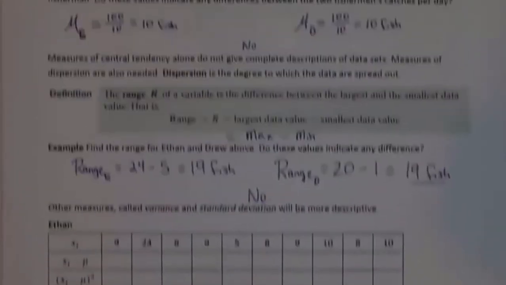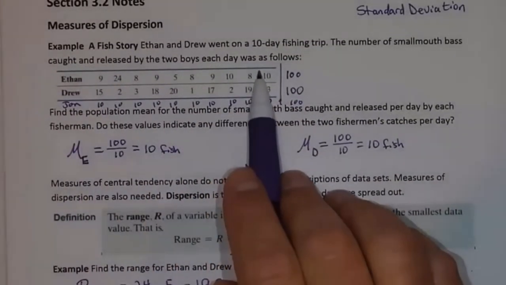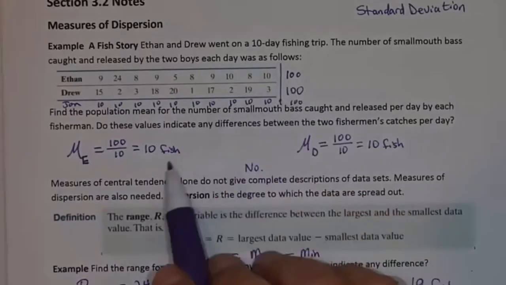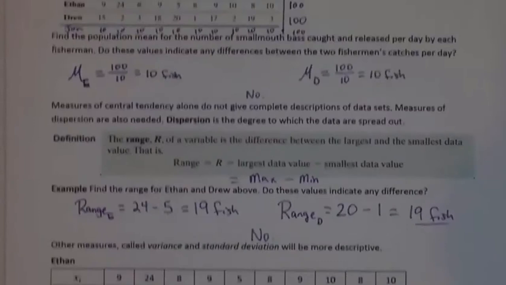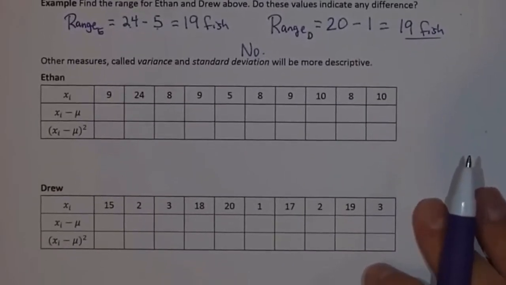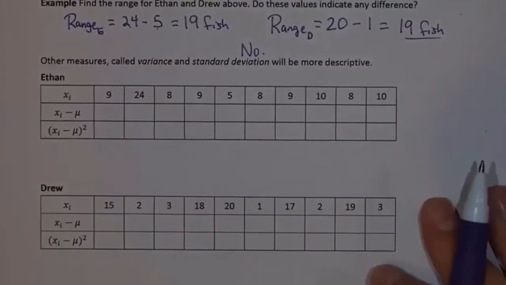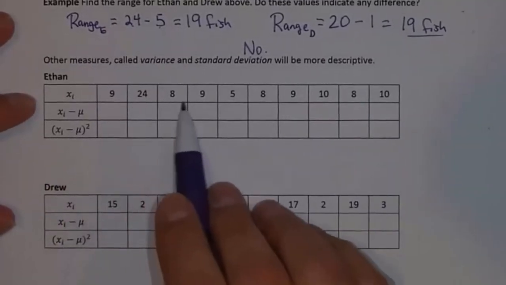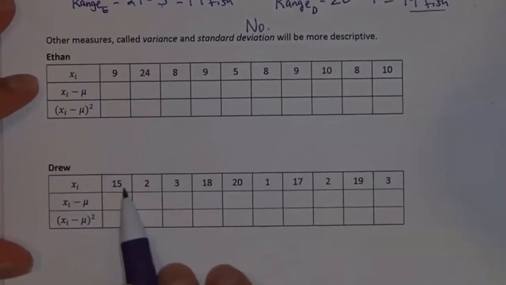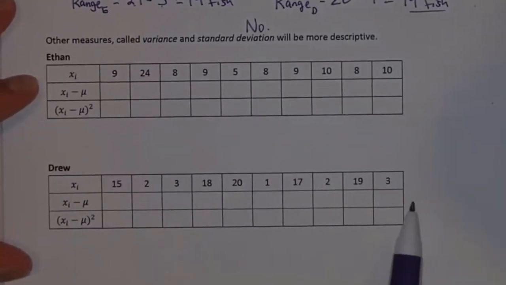So like when we calculate the mean, we add up all the data values, right? And get the total, and then we divide by the number of data values to get what's happening on average. Well, could we do the same kind of thing for a measure of dispersion? And the answer to that is yes. So right here, I've just rewritten Ethan's data, and here I've rewritten Drew's data.